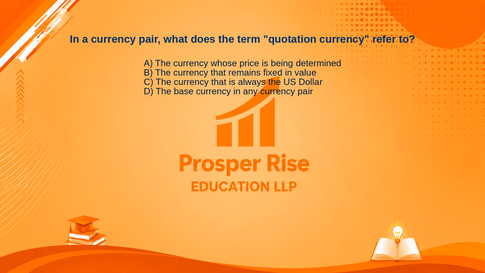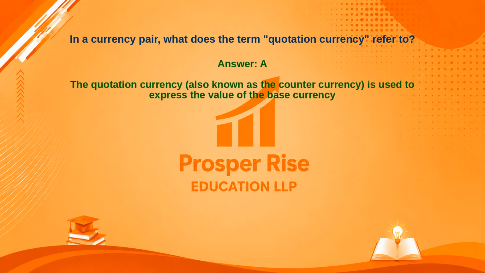Take a moment to pause the video and decide. The correct answer is option A. Let's see why. The quotation currency, also known as the counter currency, is used to express the value of the base currency.